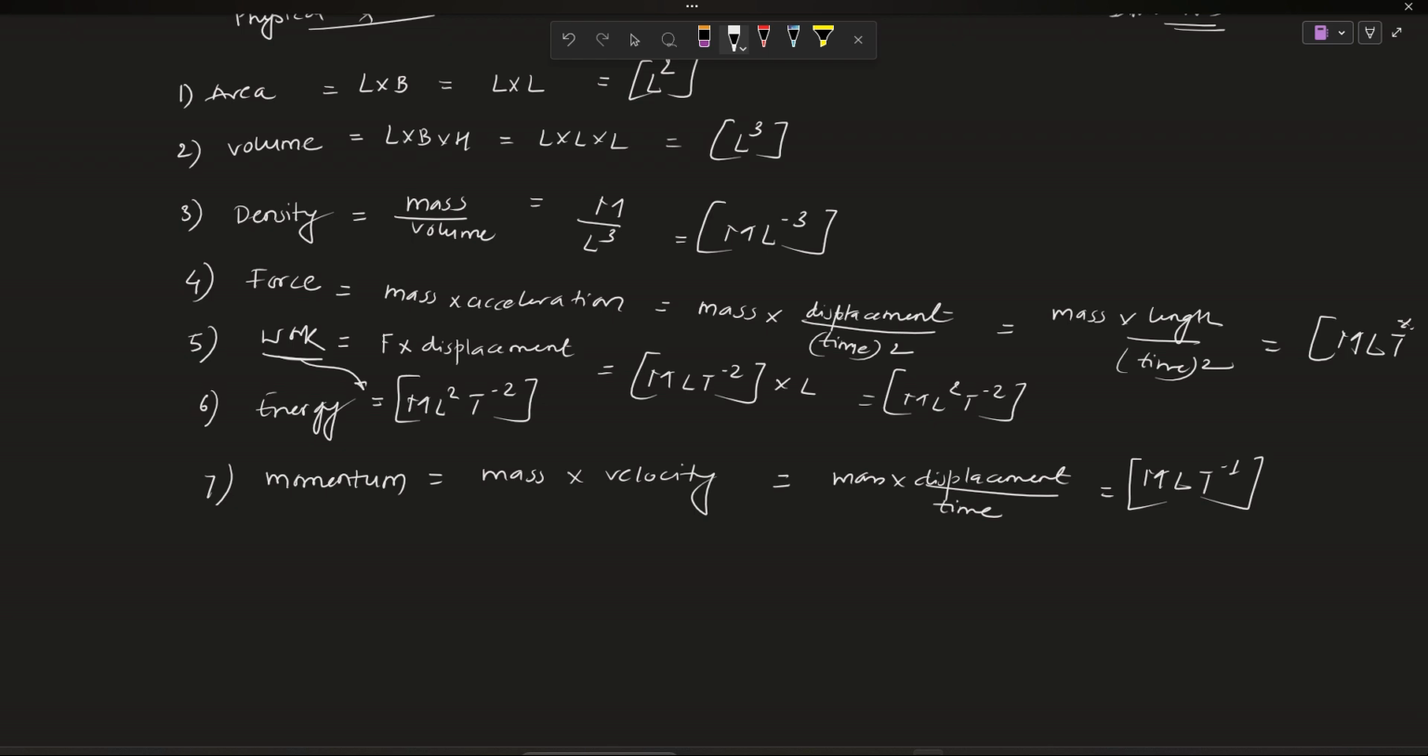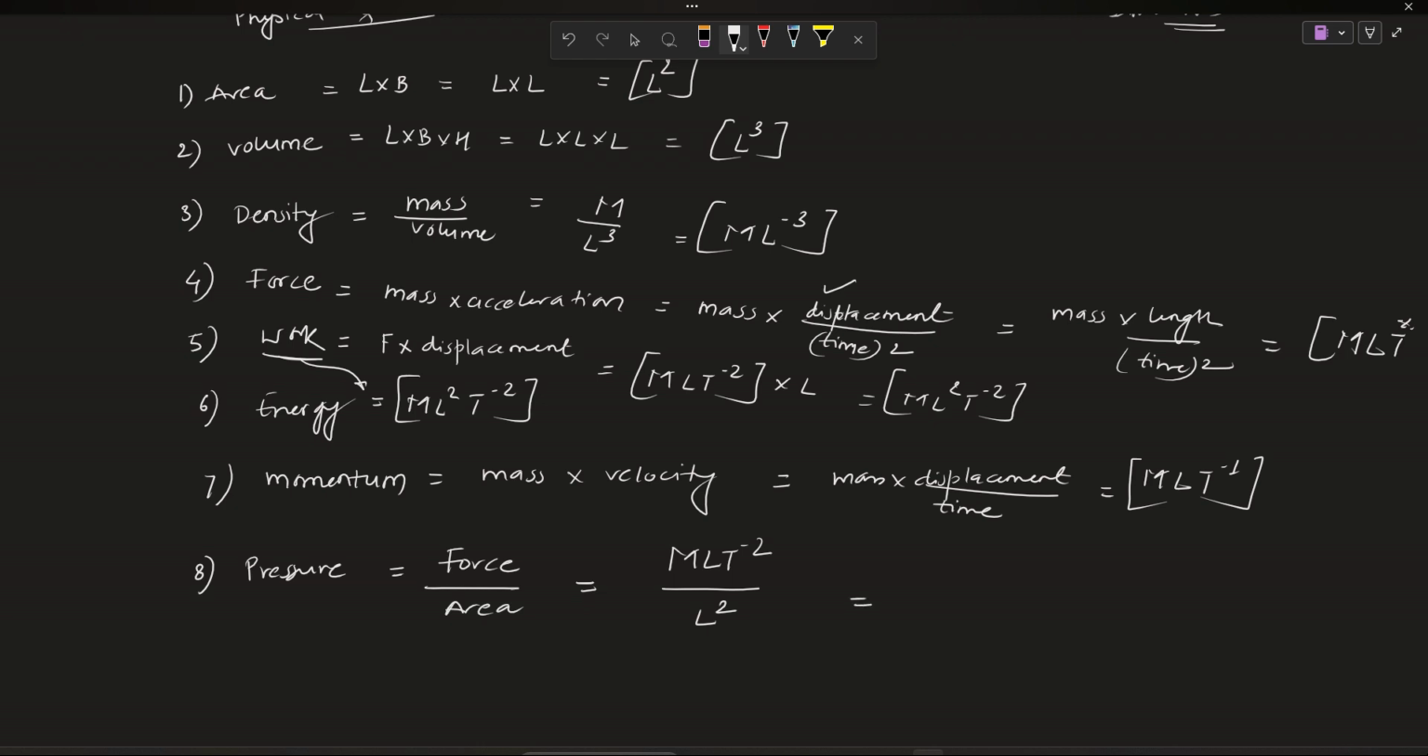Now some more examples we'll take. Note down all things. Pressure. Pressure is nothing but force by area. What is force? Force we have already defined as mass into acceleration, where acceleration is displacement by time square, so it comes as M L T to the power minus 2. So we know force is M L T to the power minus 2, and area is L square. Area is length into breadth, so L square.